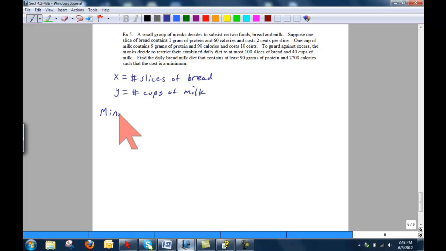What do we want to do? This time we want to minimize. Cost is a bad thing from our perspective. We want the smallest possible cost. And what is that? Well, bread costs 2 cents per slice. We have x slices of that. And milk costs 10 cents per cup, and we have y cups of that. So minimize 2x plus 10y, subject to.